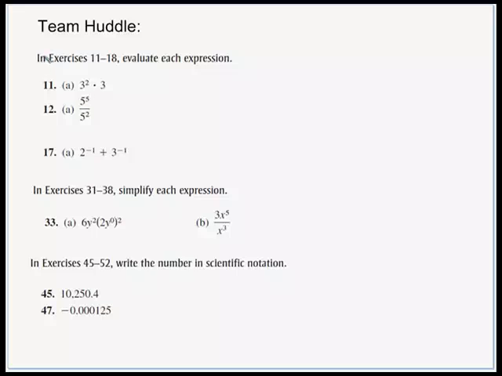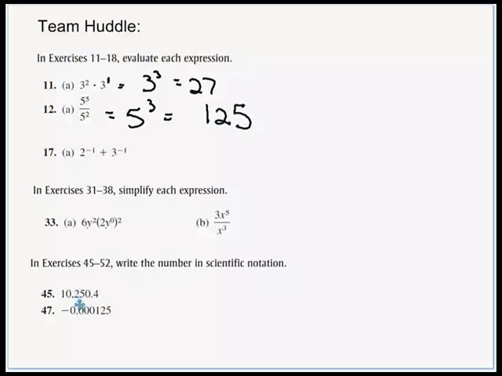So the first one here, evaluate. We have 3 squared times 3, and remember that's 3 to the 1st power. So we're multiplying like bases, keep the same base 3, add the exponents, 3 to the 3rd, and that is 27. In 12a, 5 to the 5th over 5 squared, we are dividing like bases, so we keep the base 5 and subtract the exponents top to bottom. 5 minus 2 is 3. 5 to the 3rd is 125.